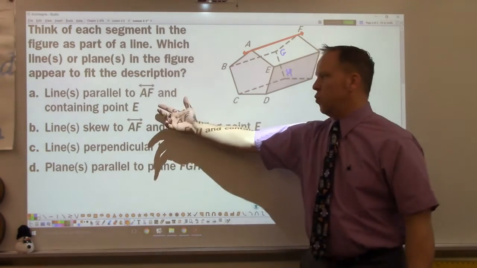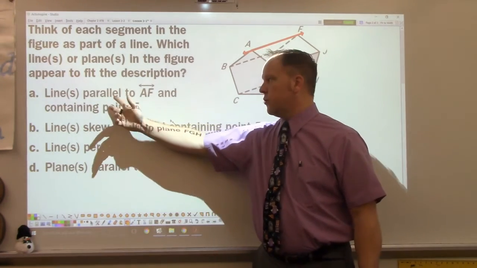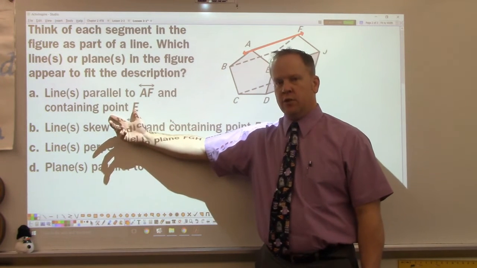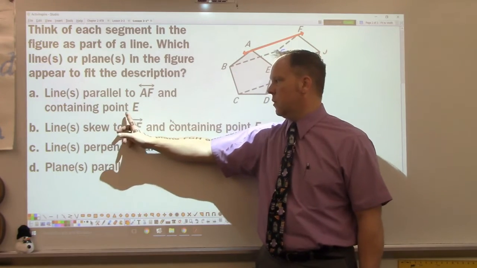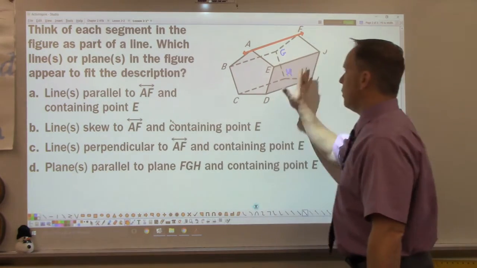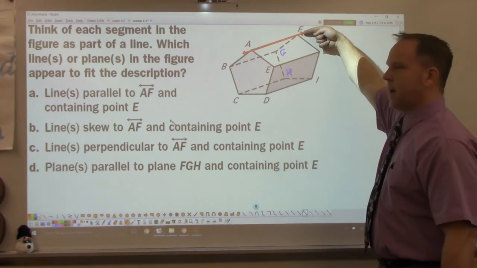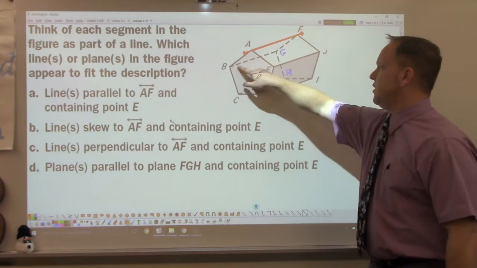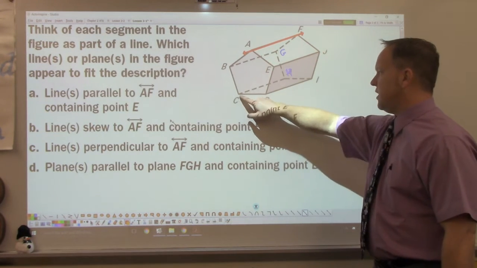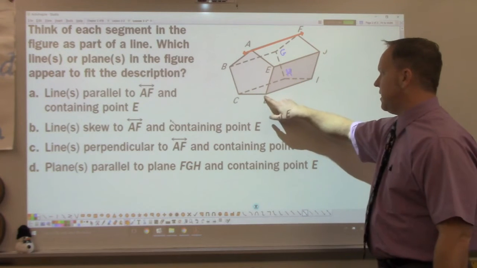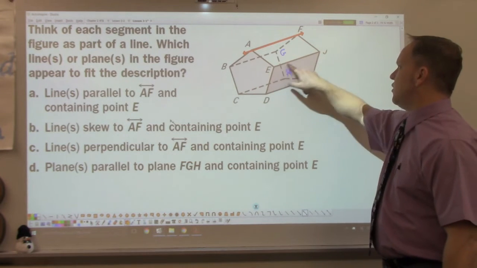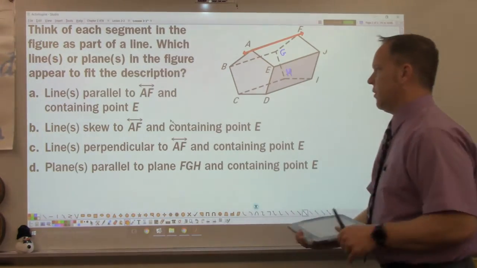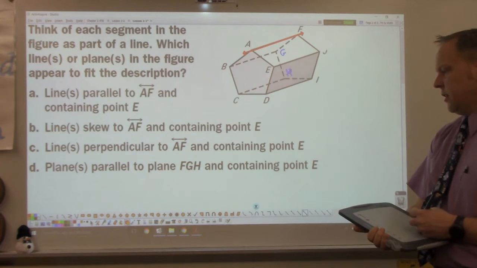Now, letter A, which line appears to be parallel to AF and contains point E? Because there's multiple lines that are parallel to AF, but they only want the one that contains point E. So if I'm looking at my diagram, notice AF is coming from the back to the front. So what other segments do that? Well, BG is parallel to it, CH is parallel to it, DI is parallel to it, and EJ is parallel to it. But again, they only wanted the one that contains point E. So my answer for letter A is line EJ.